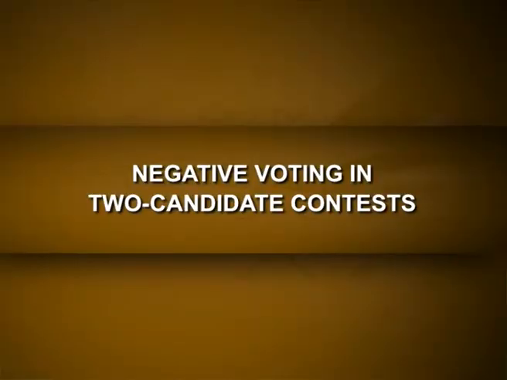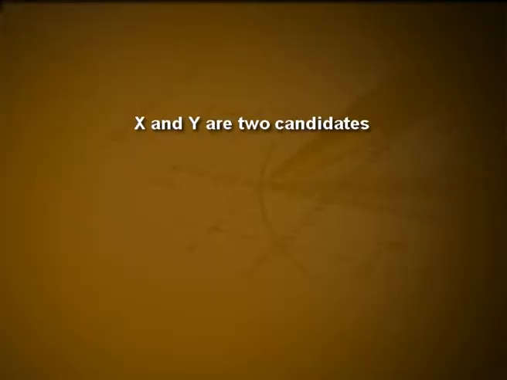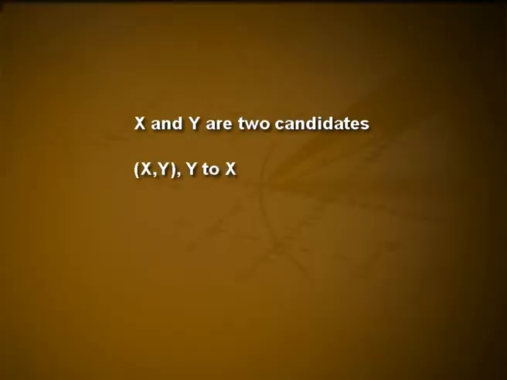Negative voting in 2-candidate contests. Let us first examine the effect of negative voting in a 2-candidate contest. Assume that X and Y are the 2 candidates running for office, and every voter has a preference scale defined over these candidates. He may prefer X to Y, which we indicate by the scale XY, Y to X, which we indicate by the scale YX, or be indifferent between the 2 candidates, which we indicate by the scale X minus Y. Given negative voting, every voter has 4 strategies.